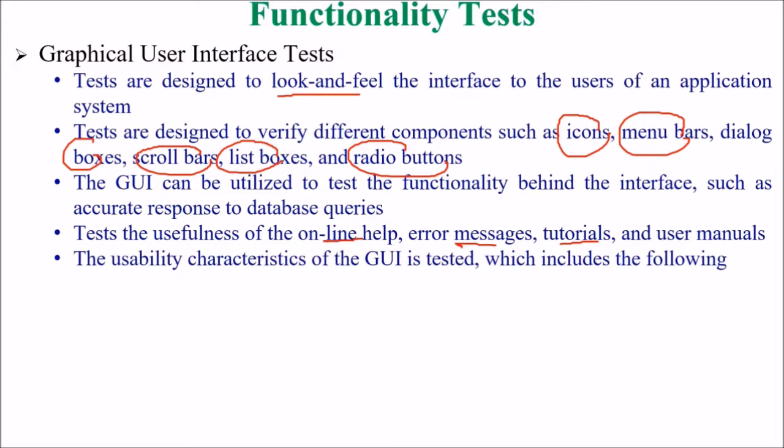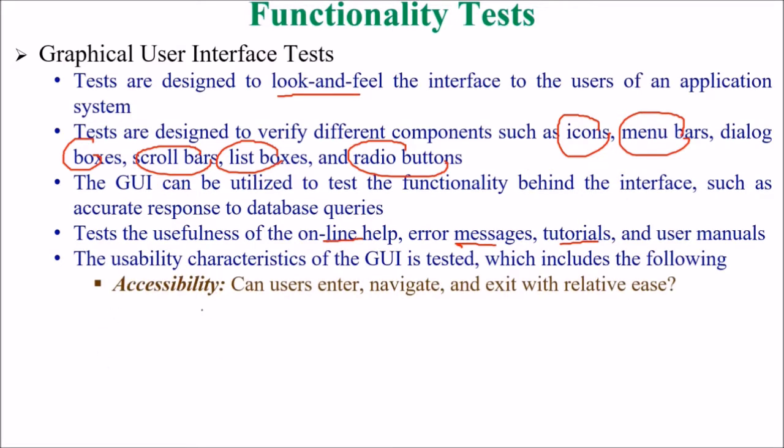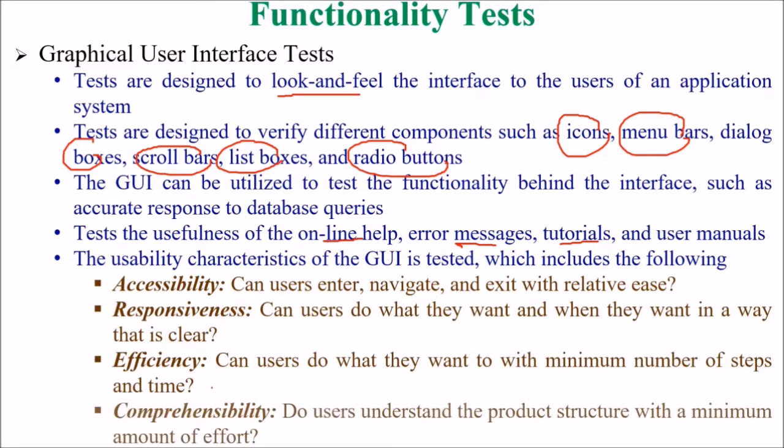The usability characteristics of the GUI are tested, which include accessibility, responsiveness, efficiency, and comprehensibility. What is accessibility? Can the user enter, navigate, and exit with relative ease? Responsiveness means, can the user do what they want, and when they want, in a way that is clear? Efficiency: can the user do what they want with a minimum number of steps and time? Then comprehensibility: does the user understand the product structure with a minimum amount of effort? So usability characteristics correspond to accessibility, responsiveness, efficiency, and comprehensibility.